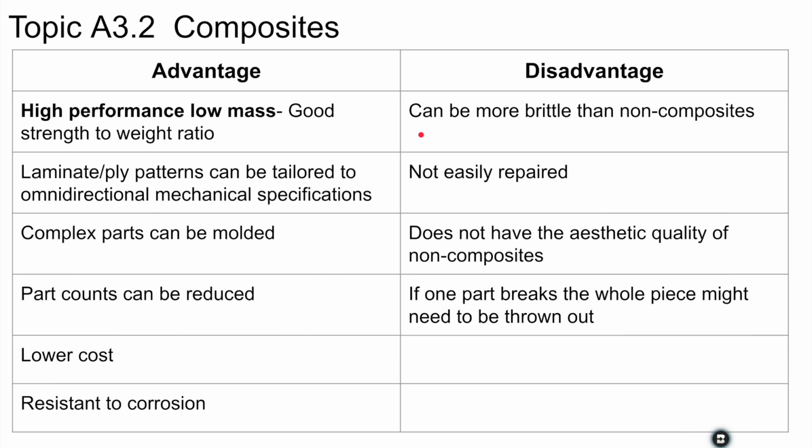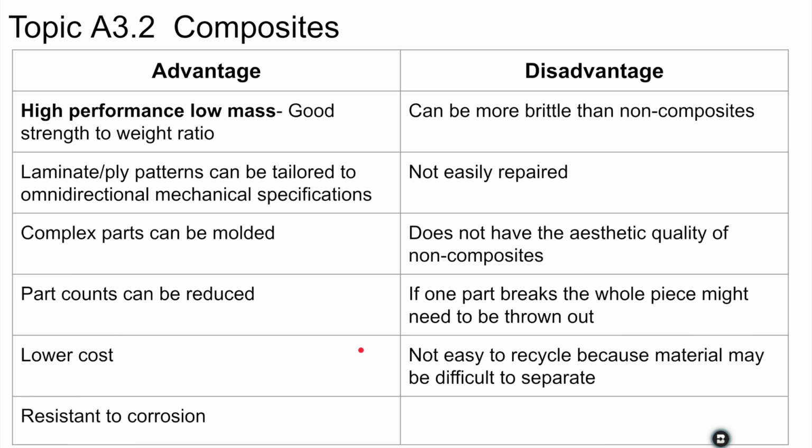Some disadvantages of composites is that they can be more brittle than non-composites. They're not easily repaired. So for instance, if you damage a carbon fiber bicycle frame, you basically cannot repair it. So this goes down to right here where if one part breaks, the whole thing may need to be thrown out. So essentially, if you've damaged your carbon fiber bicycle, it's garbage. It does not have the aesthetic qualities of non-composites, so people may not enjoy the aesthetics of it.